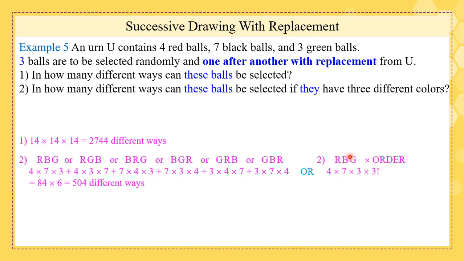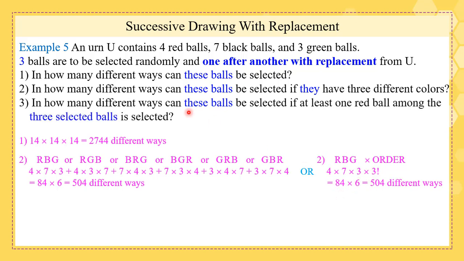And remember the order of such a word. It's a word that contains 3 letters with no repetition, so it becomes 3 factorial, and 3 factorial is 6. Now, in how many different ways can these balls be selected if at least one red ball among the 3 selected balls is selected? So here we have at least one red. So we're going to have 1 red, 2 non-red, or 2 red, 1 non-red, or 3 red. So these are the different cases that we have.